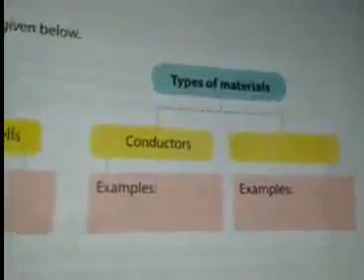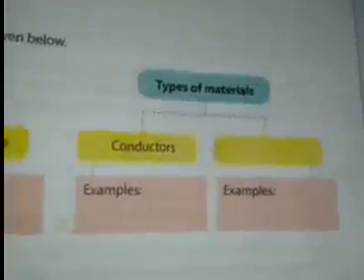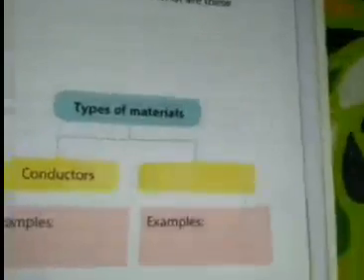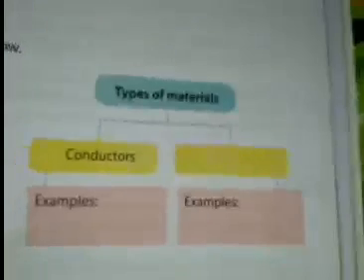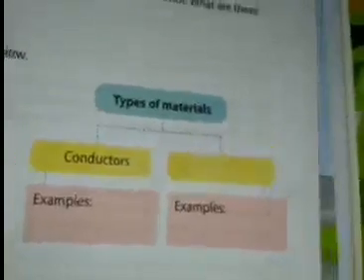You can write some graphite, something like that. And under insulators, you can write rubber. You can write plastic. Here, in this case, let's observe. We will write this battery. A is for the television remote. The battery B, car battery, is for the car.